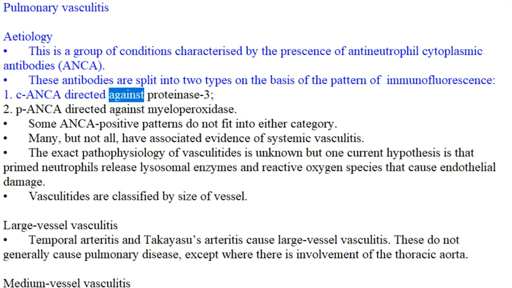1. C-ANCA, directed against proteinase 3. 2. P-ANCA, directed against myeloperoxidase. Some ANCA-positive patterns do not fit into either category. Many, but not all, have associated evidence of systemic vasculitis.